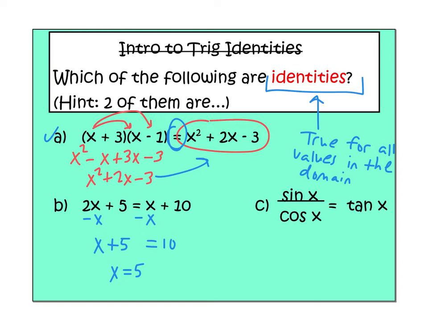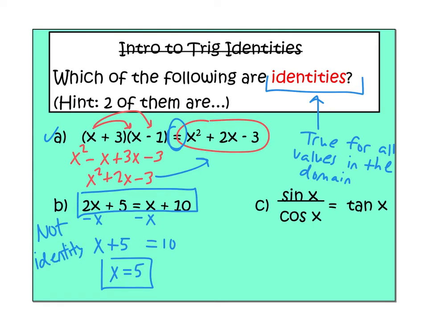Part B, is this always a true statement? The answer is no. It's only true if x equals 5. So this one is not an identity, but just a normal equation. It has a solution, but it's not going to be considered an identity.